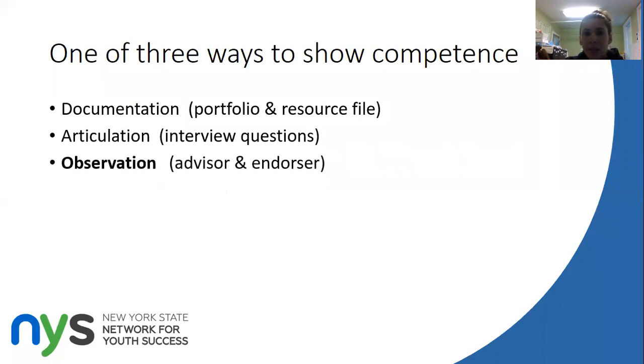So the first one is documentation. So that's the portfolio and resource file. The second one is articulation. So how the candidate is able to answer interview questions. And then the third is our observation. So these are going to be reflected in the advisor and the endorser's notes in the tool.